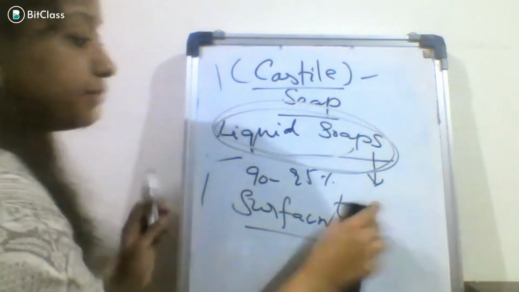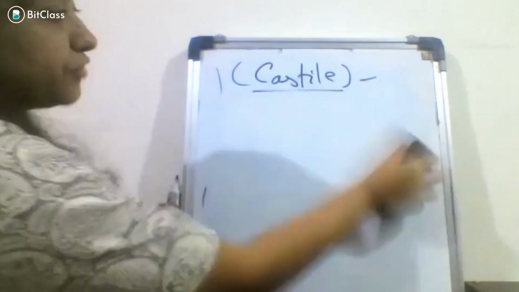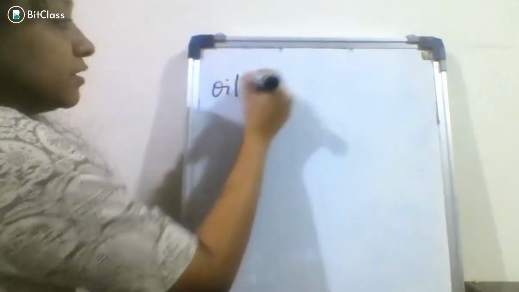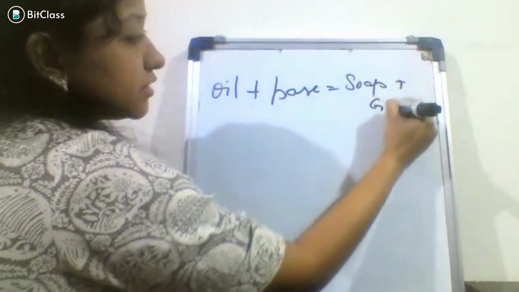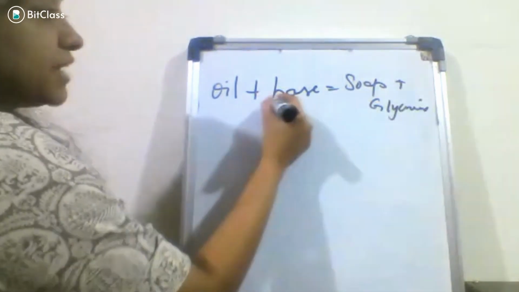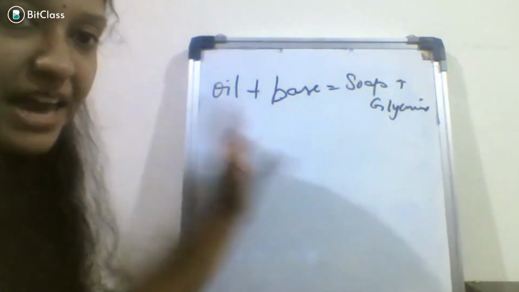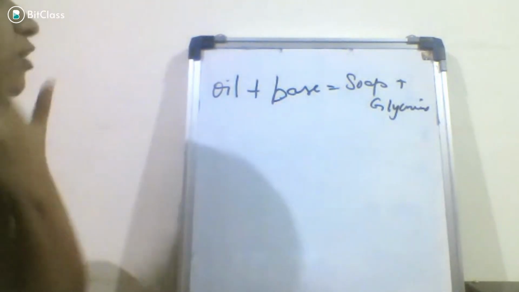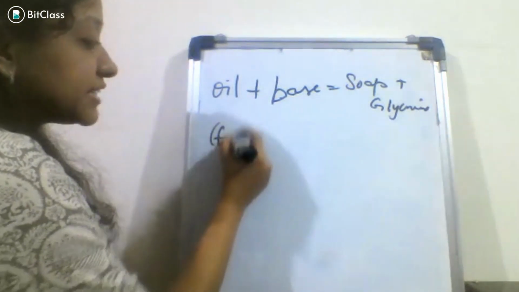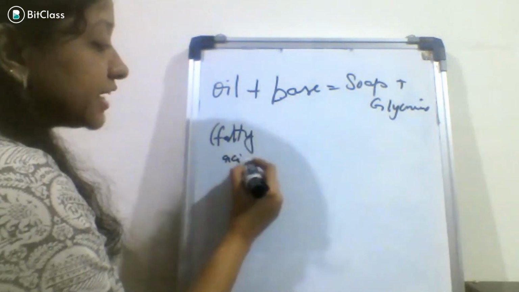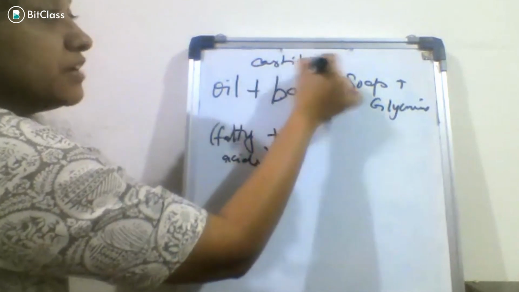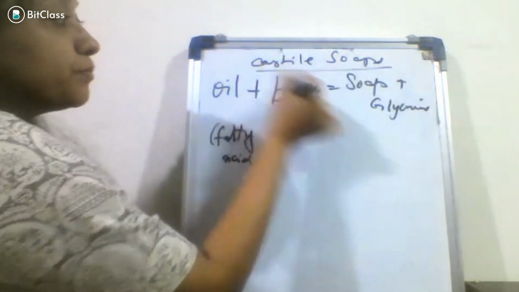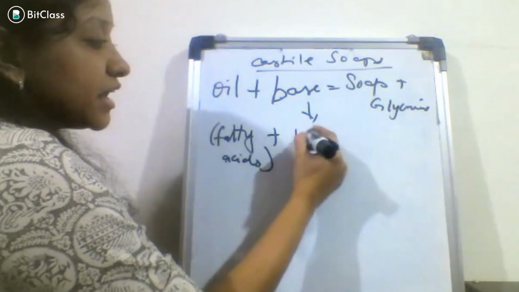So what is the basic formula of any soap? Oil plus base equals soap plus glycerin. For making any natural soap, this is the basic formula. Here also, oils, which are fatty acids, plus base. Here we are seeing only Castile soaps. For a Castile soap, the base is always KOH.